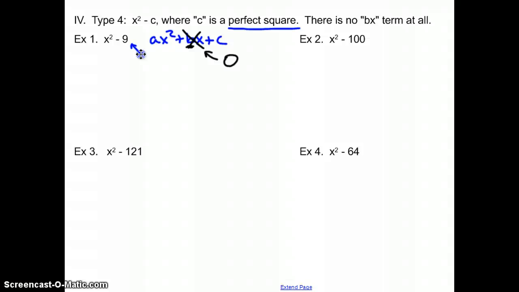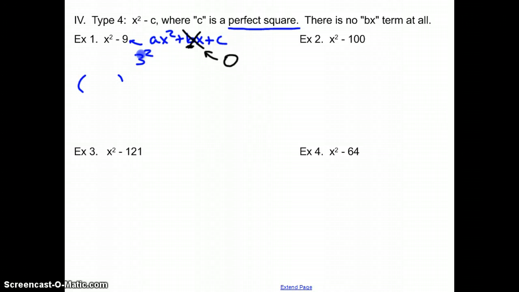So let's look at an example of how I would factor this problem, x squared minus 9. First thing I do is I recognize 9 as a perfect square. 9 is a perfect square for what number? Well, 2 times 2, or 2 squared, would be 4. And 4 squared would be 16, as we just saw. 3 squared is 9. So this looks like the perfect square, 3 squared, which is 9.